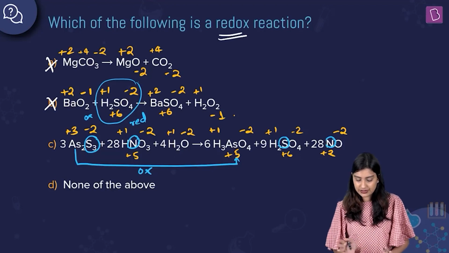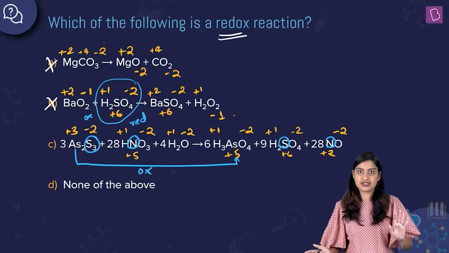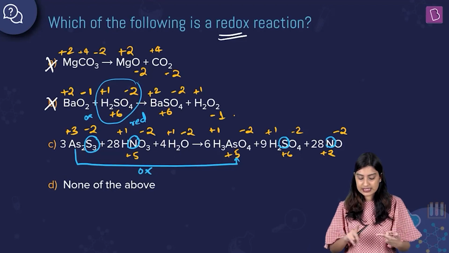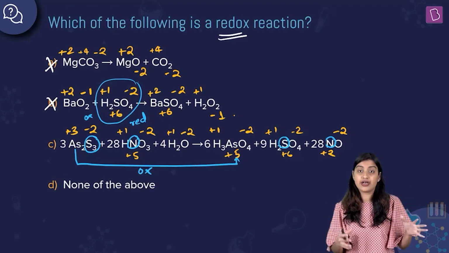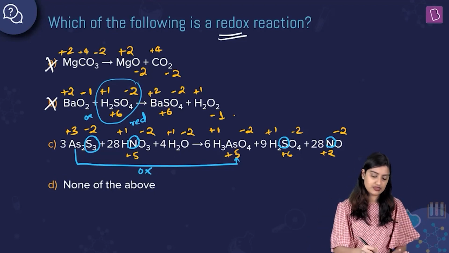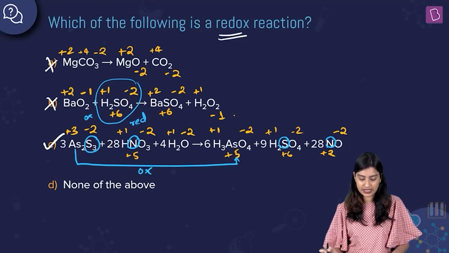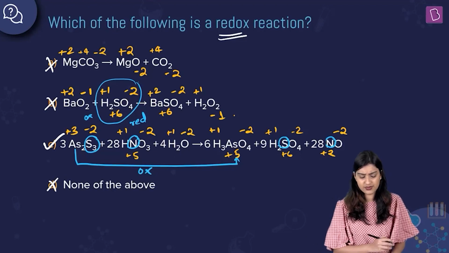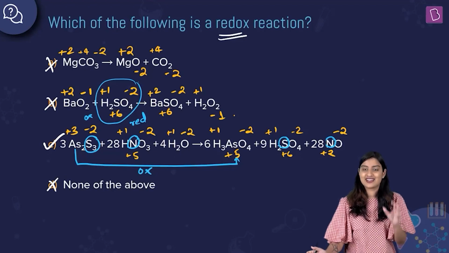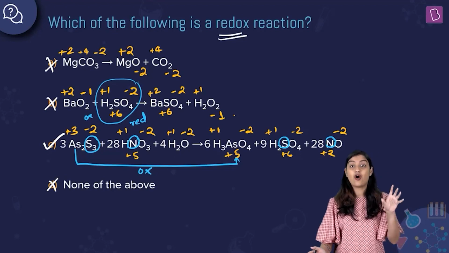Oxygen and hydrogen retained their oxidation state, so that's fine. But you can see that there is ample reduction and oxidation happening here, which means this qualifies to be a redox reaction. So option D, none of the above, is automatically ignored, right? The correct answer to this question is going to be option C.